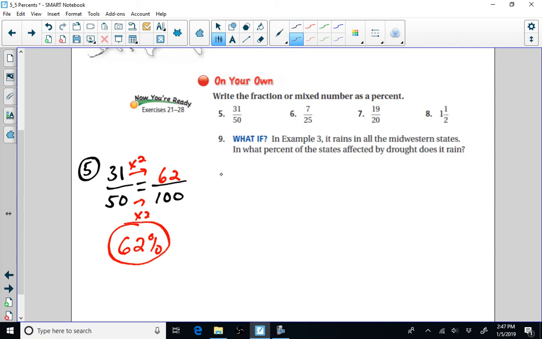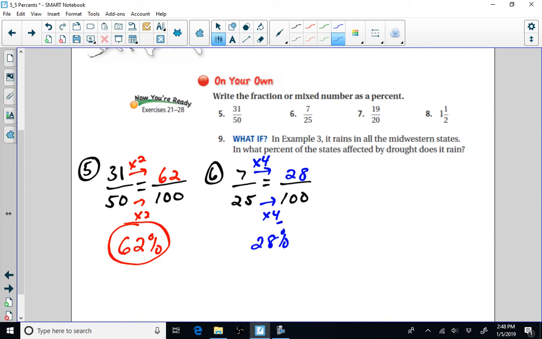Right. If I try problem 6. Problem 6, we have 7 over 25. 7 over 25, I want to make an equivalent fraction with a denominator of 100. To go from 25 to 100, we multiply by 4. So to make an equivalent ratio, we'd have to multiply the numerator by 4. 7 times 4 gives me 28. So we're saying 7 out of 25 is the same as 28 out of 100. And 28 out of 100 is the same as 28%. Because the word percent means out of 100.